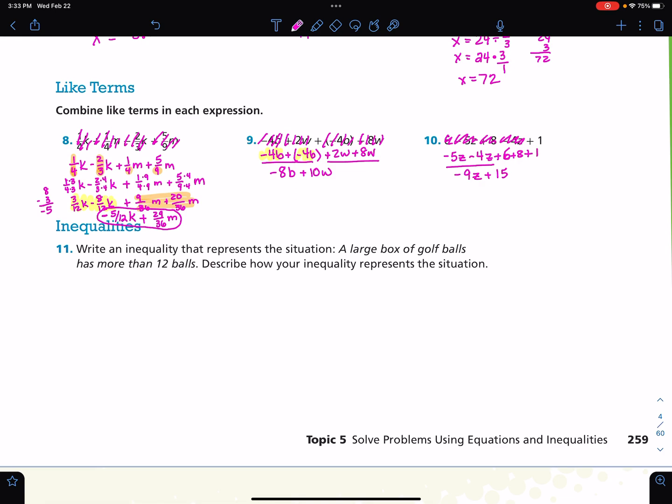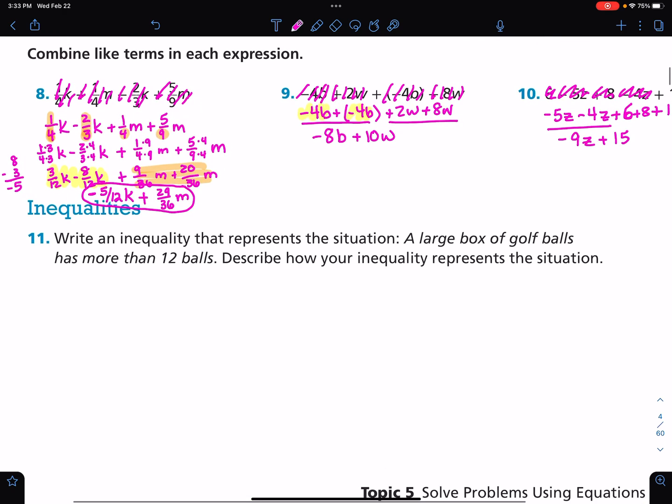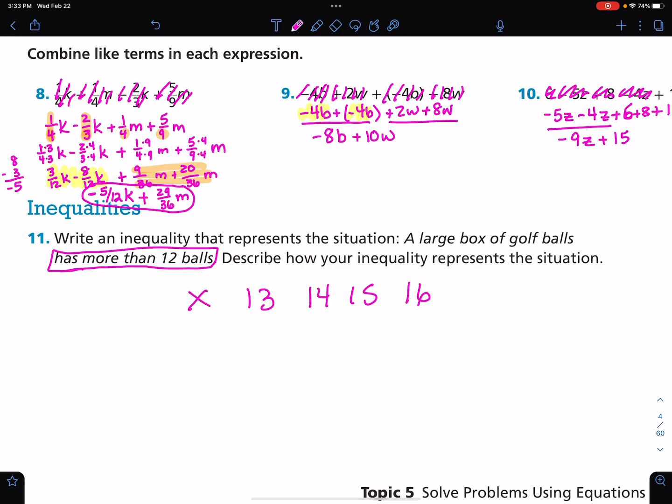Number 11 is writing an inequality that represents the situation. So let's think about it. A large box of golf balls has more than 12 balls. More than means it can be 13, 14, 15, 16. It cannot be 12. So my number on the number line has to be greater than 12. So x has to be greater than 12. That's what inequality is. We're going to stop there for the moment, and then we may move on to the rest of the problems and introduction.